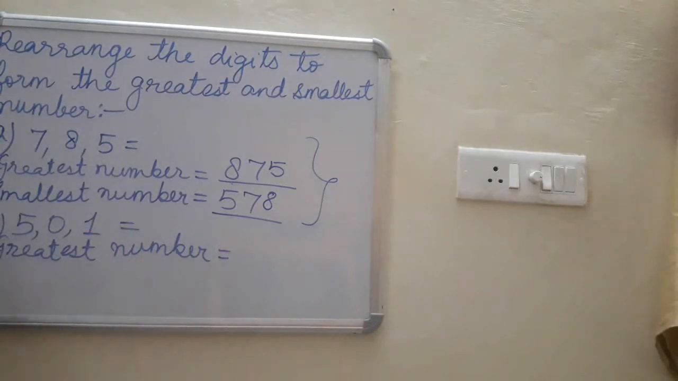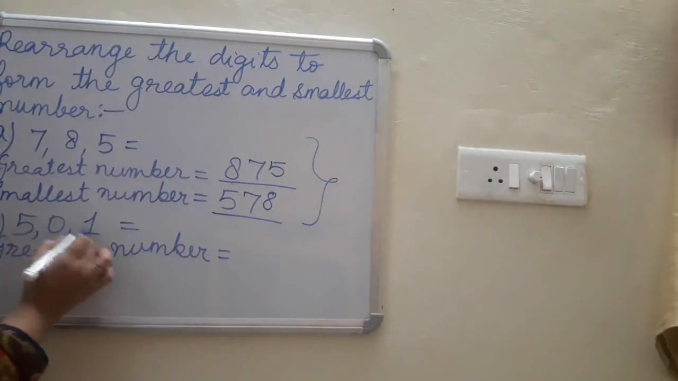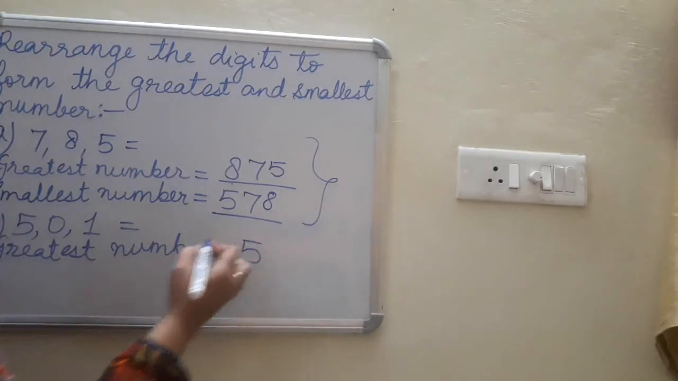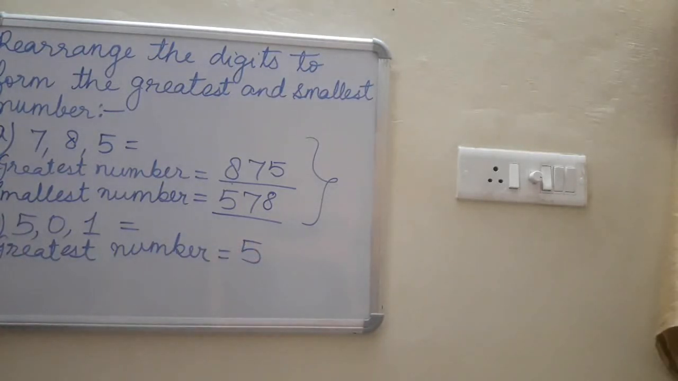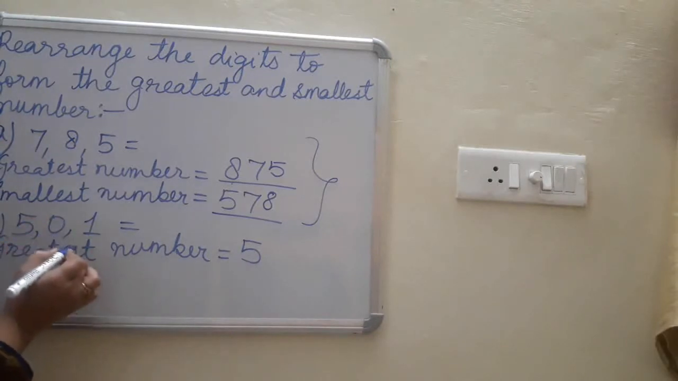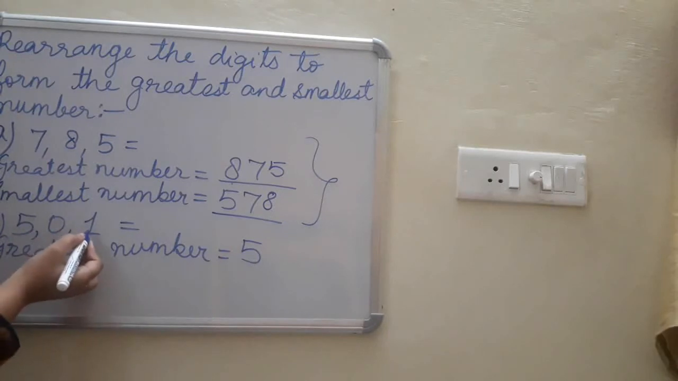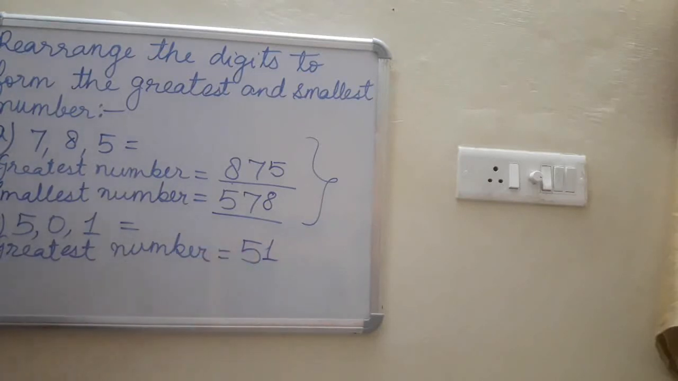Here children, now in these digits we have to check which is the greatest digit. The greatest digit is 5. So first of all we will put 5. Then we are left with 2 digits, that is 0 and 1. Now we have to see which digit is just smaller than the digit 5. So it is 1. 0 is also smaller, but the digit which is just smaller than 5 is 1. So we are going to put 1.